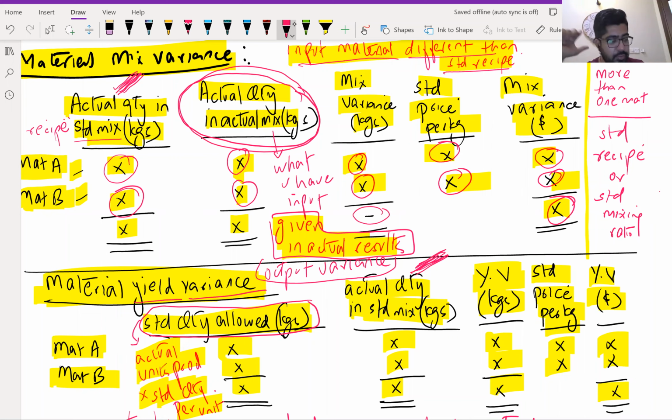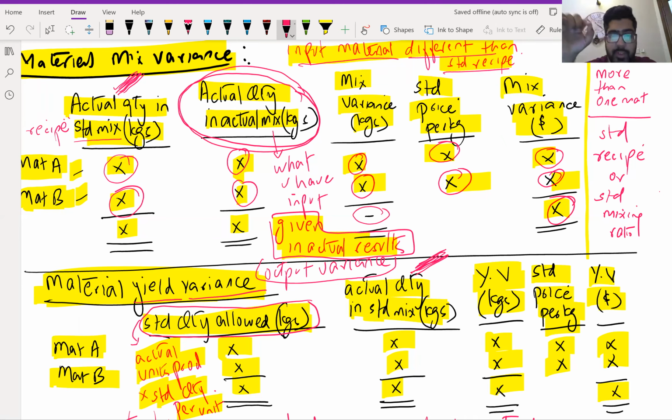Okay, now how to get them? The first thing, actual quantity in actual mix, what you have input, will always be given in actual results. Standard quantity allowed will be generated through a formula. Once you fill these two, only one thing is left: actual quantity standard mix. If you want to write any formula, you can write.